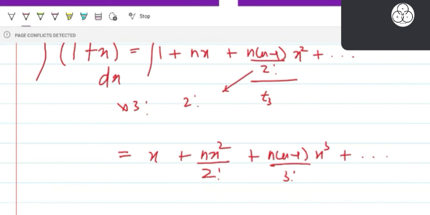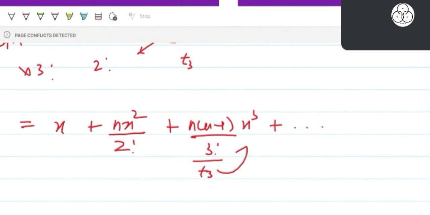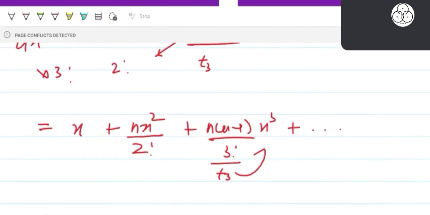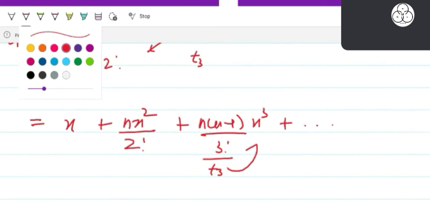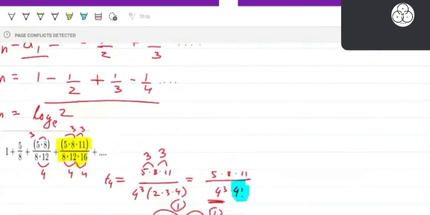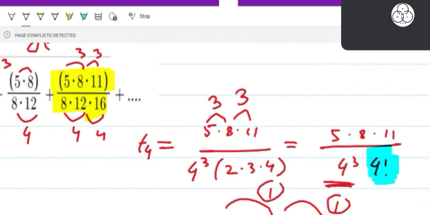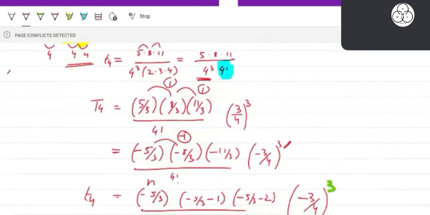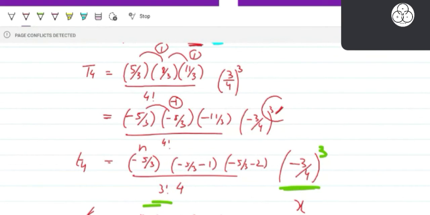Now we can see that in the third term we're getting this 3 factorial, but here is a problem. The power of the third term, the t3 term, is x cube, right? But in our sum, the general term, the fourth term that we considered, the power was 1 less than the value of r.